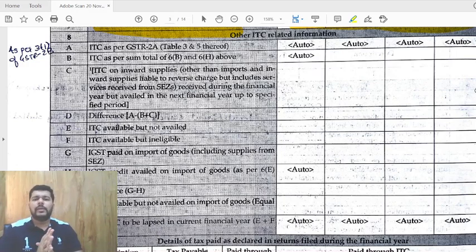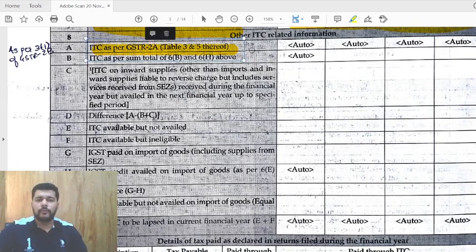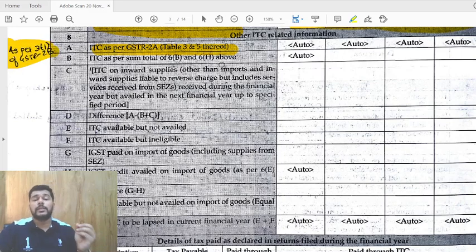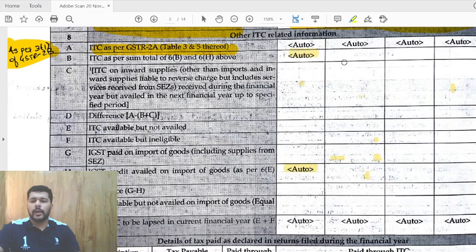Now table 8A. So this year again, the instruction amendment which is coming in is, here, ITC as per GSTR 2A, this form version is not something that is now going to be accepted. Here, in fact, whatever data comes will be as per GSTR 2B data, which is reflected in your returns. So table 8A is going to give the cumulative GSTR 2B value for FY 23-24. This will auto-populate here.